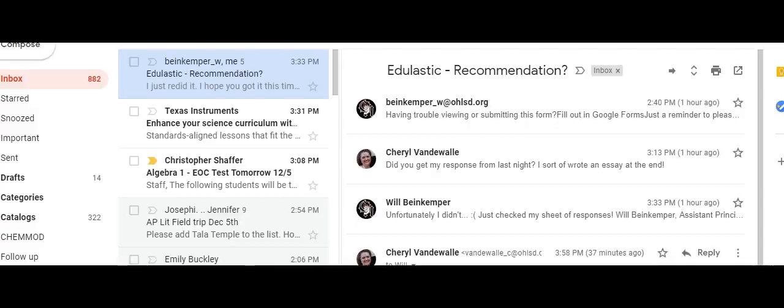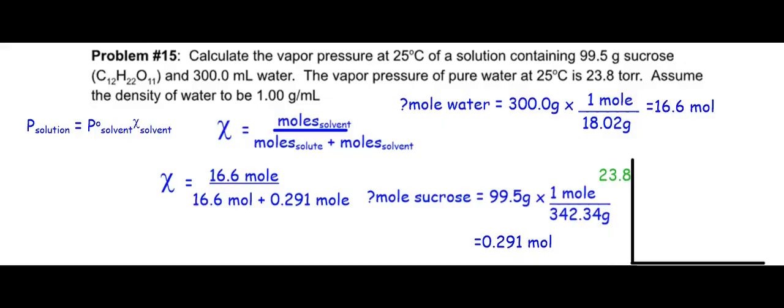Nope. Well, I'm really sorry about that. I hit the wrong button, didn't I? All right, I get 0.983. So that's my chi. So look what I'm doing right here.